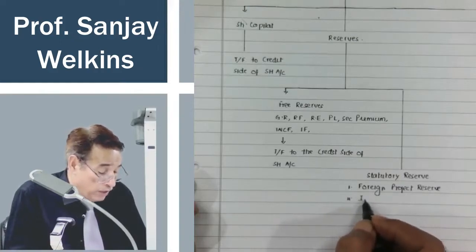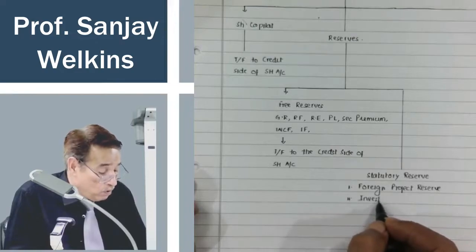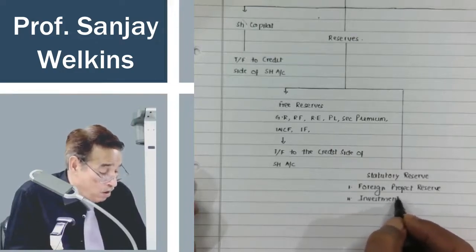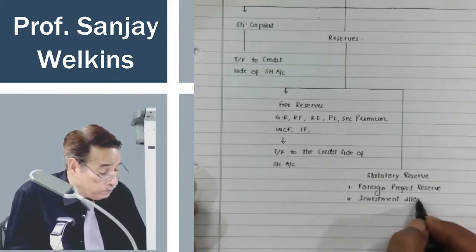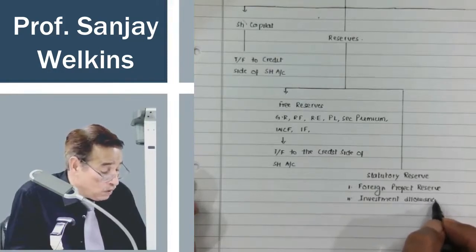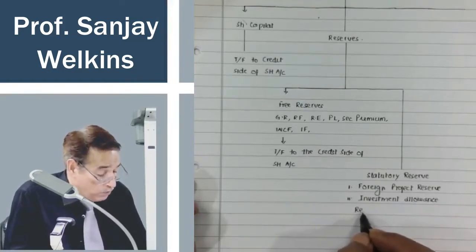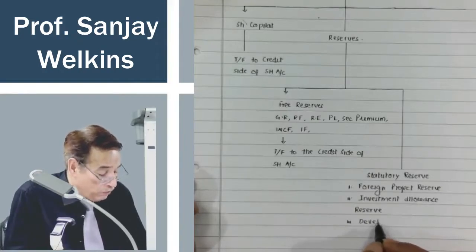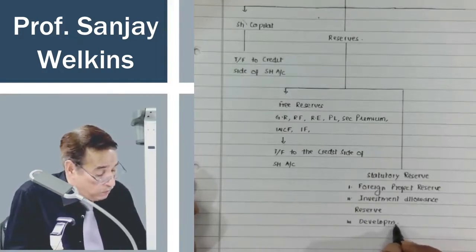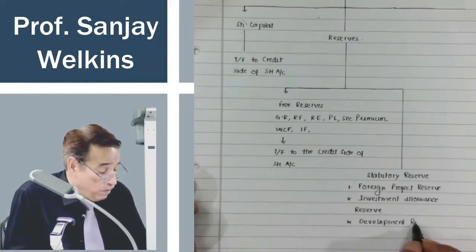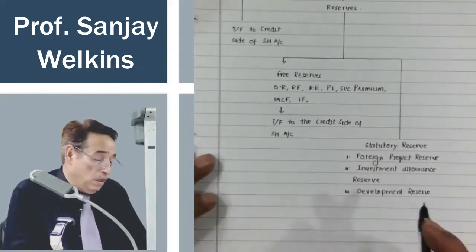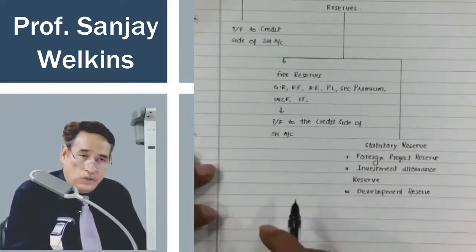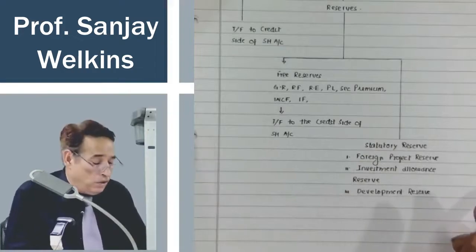like investment allowance reserve, like development reserve. Honestly speaking, investment allowance reserve and development reserve are one and the same thing. All these are statutory reserves. Even Tea Board reserve is also a statutory reserve, correct, which you study under your income tax.